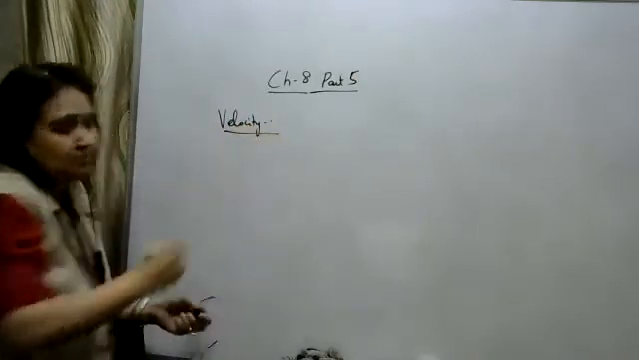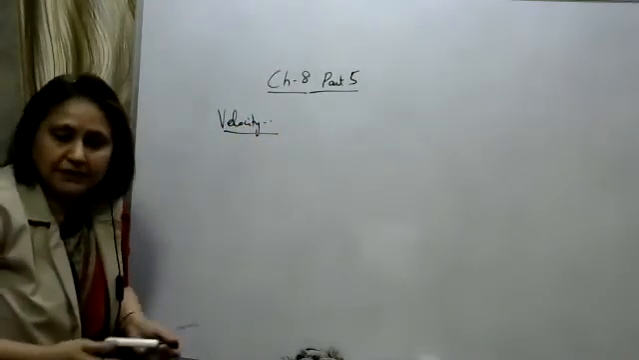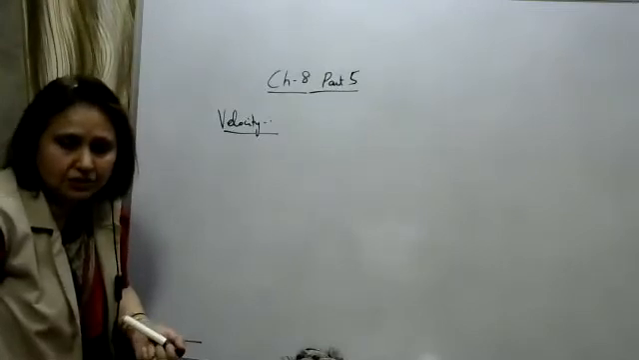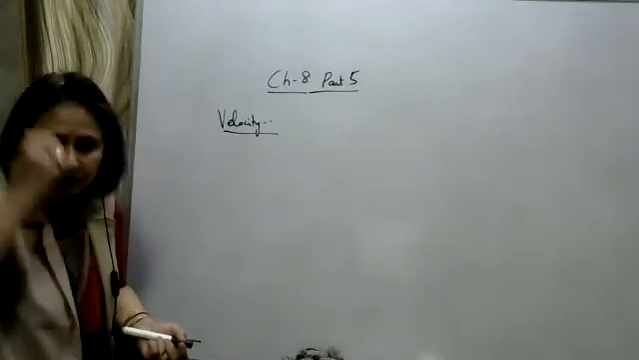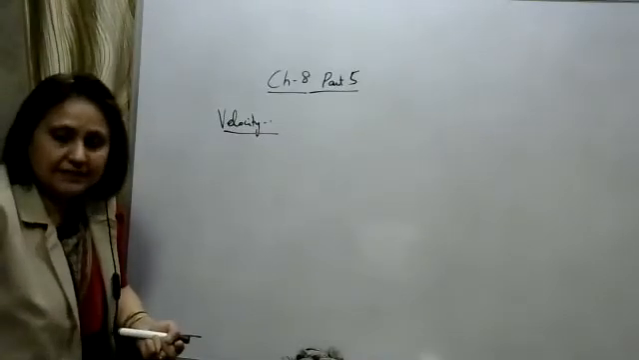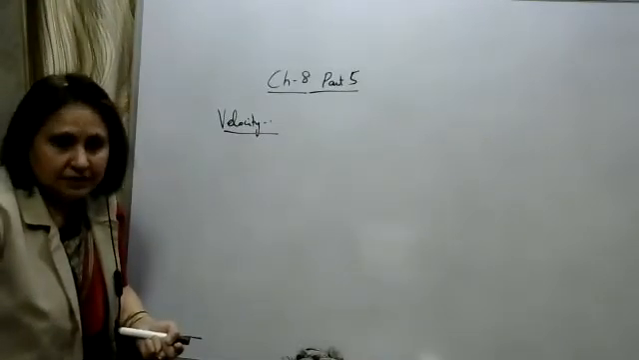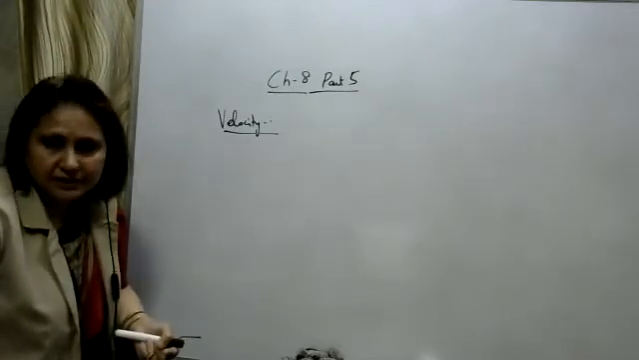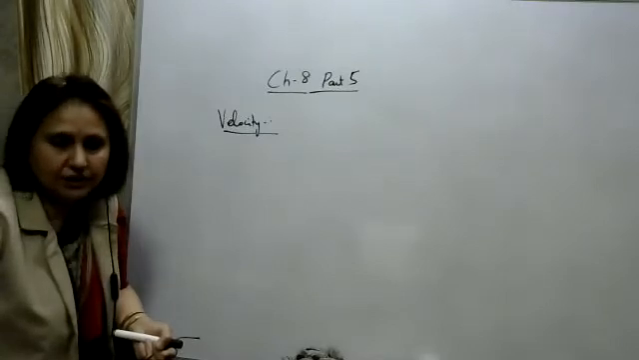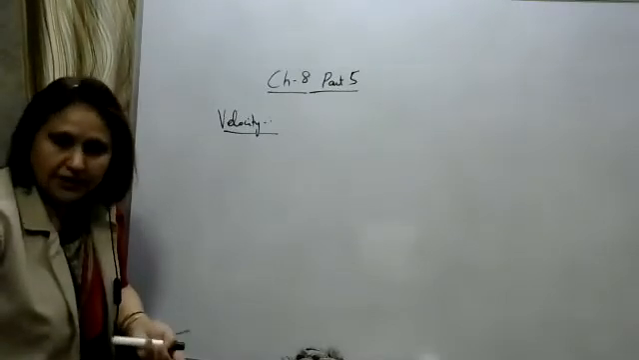Velocity is defined as speed with direction, or it can be defined as displacement per unit time. So first write the question: define velocity, give its SI unit, is it a scalar or a vector quantity? Okay, define velocity.